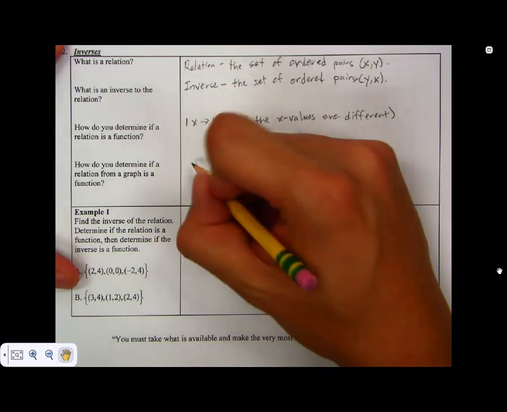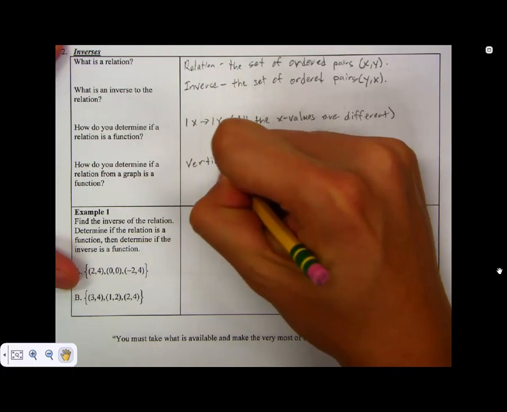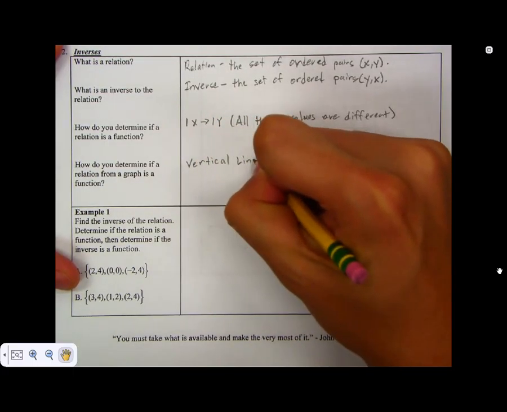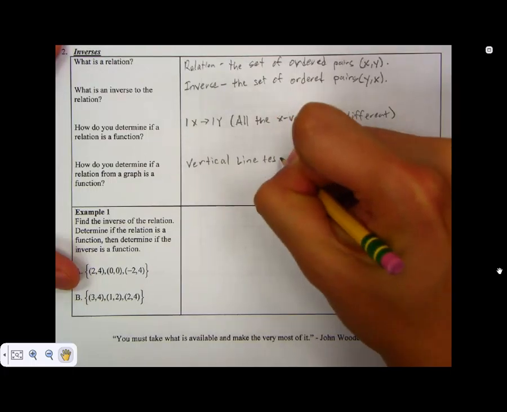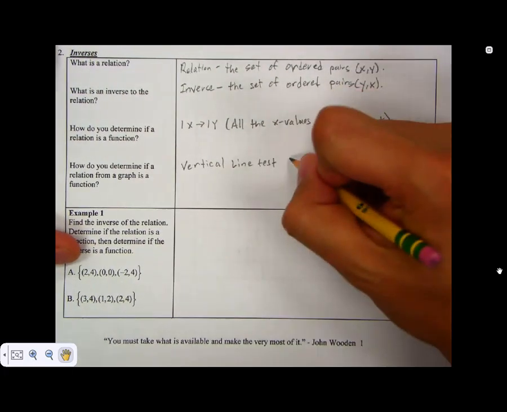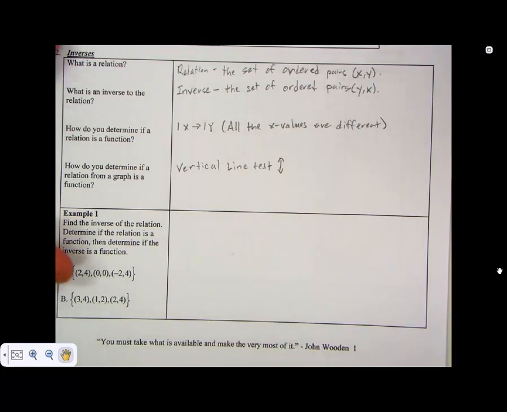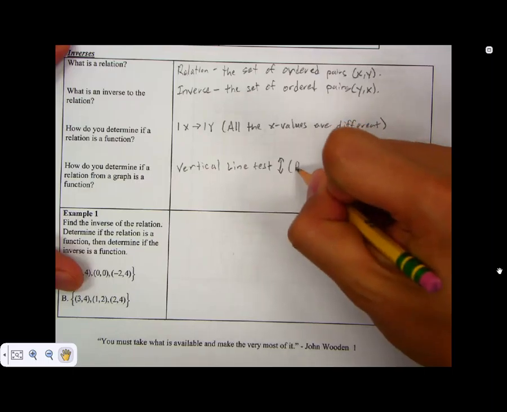How do you determine if a relation from a graph is a function? The vertical line test. So if you run a vertical line and it only crosses once, then it's a function. And a vertical line test is up and down. Okay, and this is for a relation.